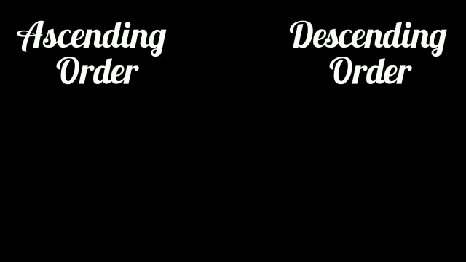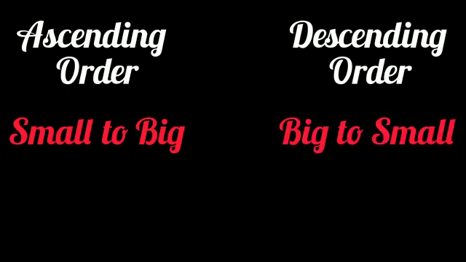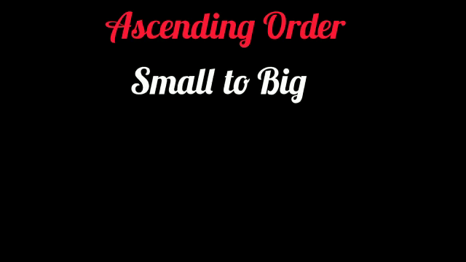ascending and descending order. Arranging the numbers from small to big is called ascending order, and arranging the numbers from big to small is called descending order. Let us do some questions. Arrange the given numbers in ascending order. Here we can see some numbers. We should arrange these numbers in ascending order. We know that ascending order means arranging the numbers from small to big.